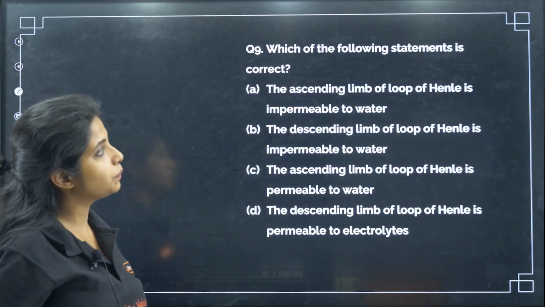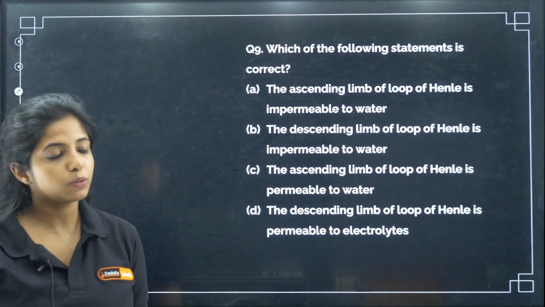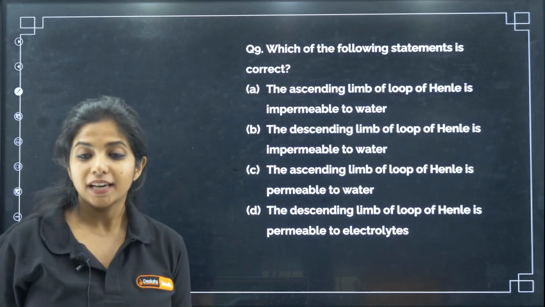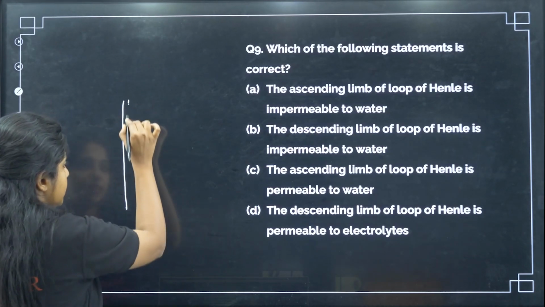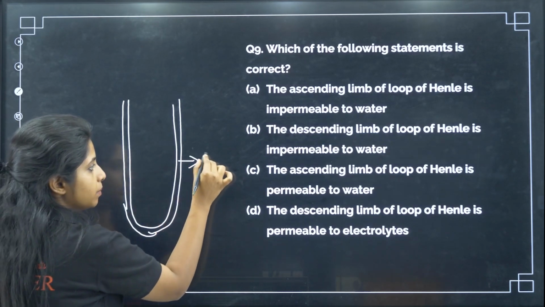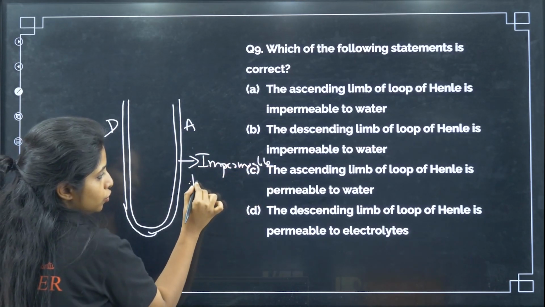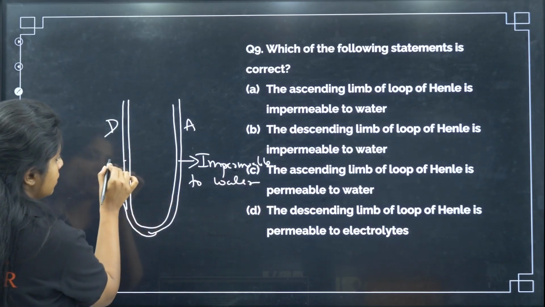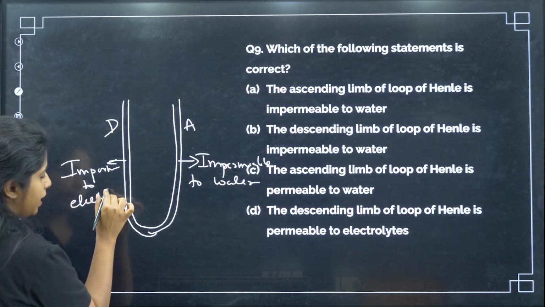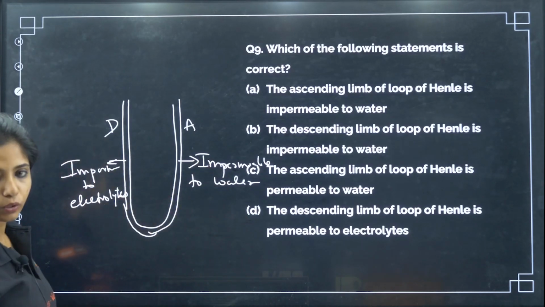Next, which of the following statements is correct? The ascending limb of loop of Henle is impermeable to water. The descending limb of loop of Henle is impermeable to water. The ascending limb of loop of Henle is permeable to water. The descending limb of loop of Henle is permeable to electrolytes. So, you have the descending limb and you have the ascending limb, my dear children. This is the ascending one and this is the descending one. So, this is impermeable to water, and this one is impermeable to electrolytes. Okay, please remember it.